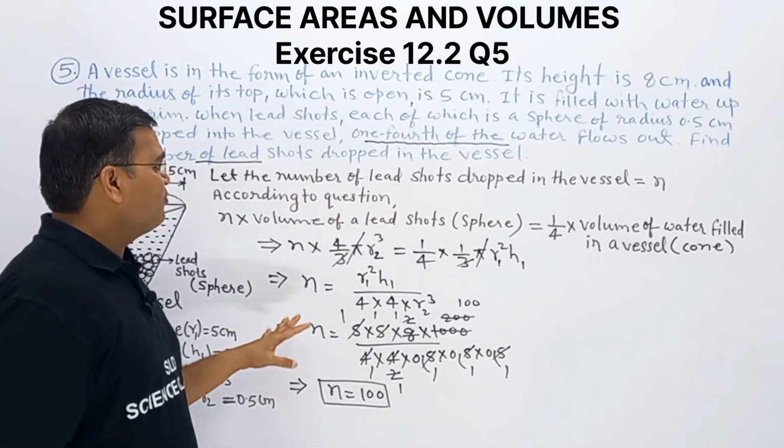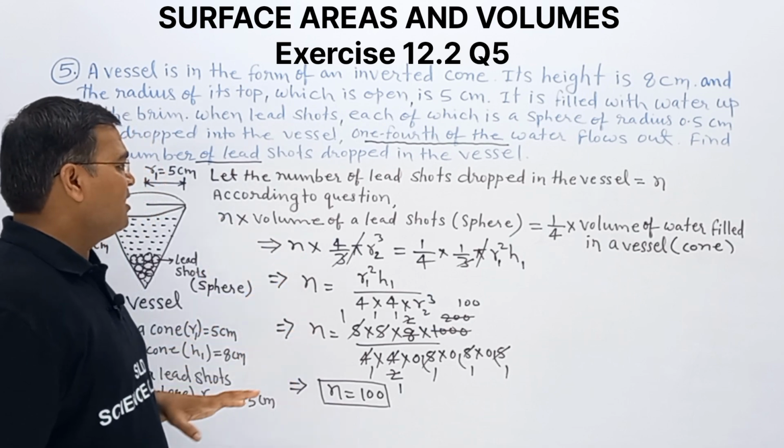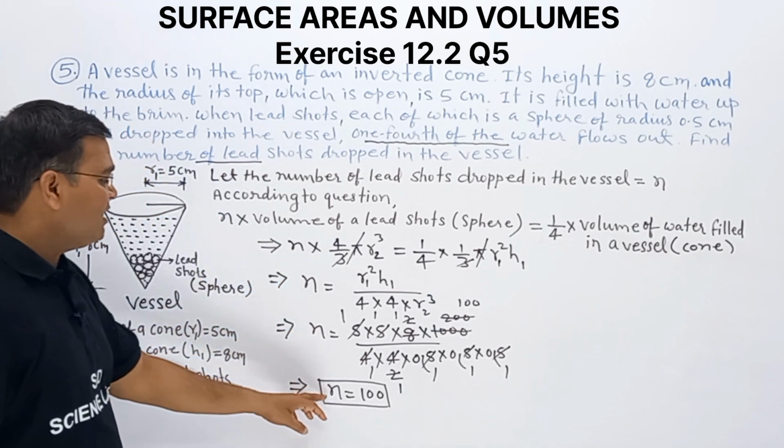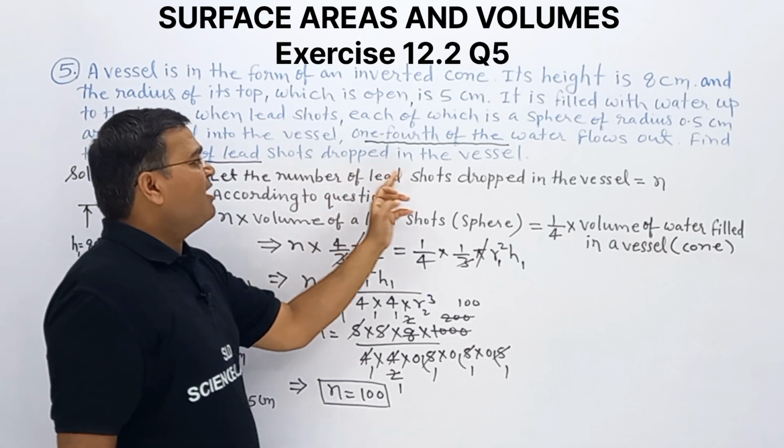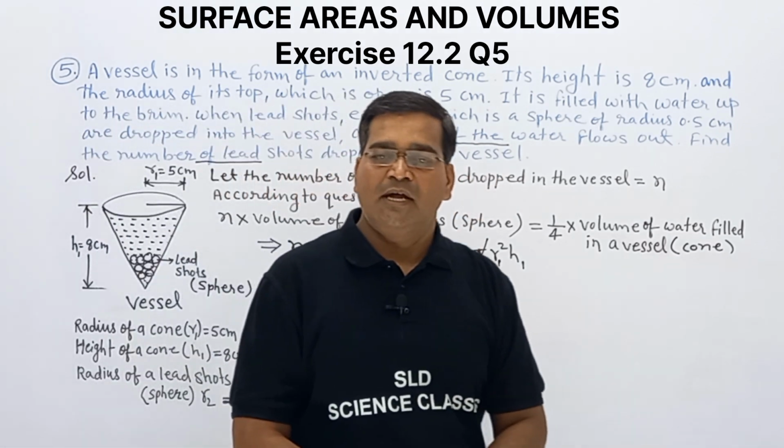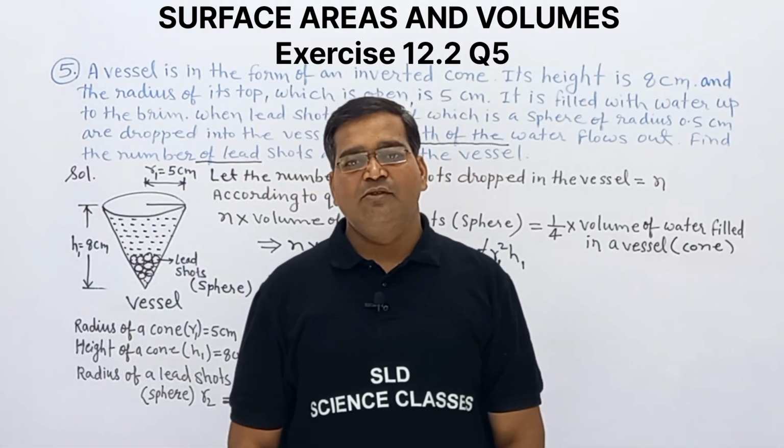So finally we put the values in the formulas and solve, and we get n equal to 100. The number of lead sources dropped in the vessel is 100. I hope you understand this question.